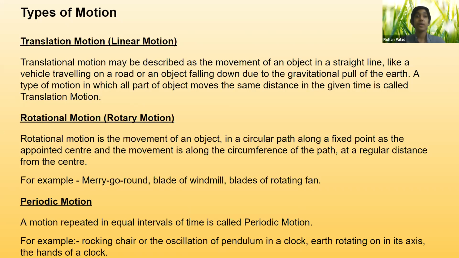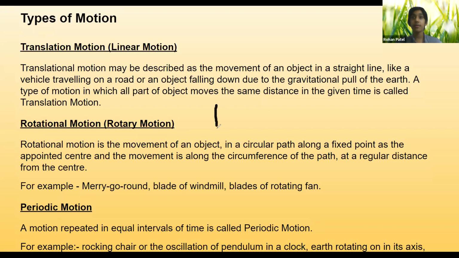A type of motion in which all parts of objects move in the same direction in the given time is called translation motion. For those who don't know what linear means, in math, which you will learn later on in your years, you might know what a coordinate plane is. This is our y-axis, and this is our x-axis. This is 0, 0 right here. And let's say this is 10, 10, right over here.